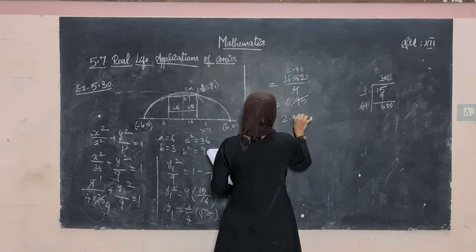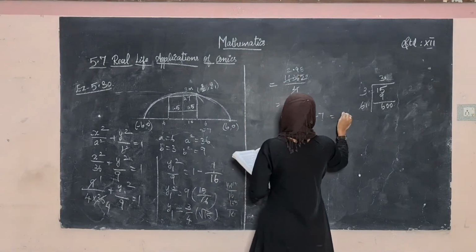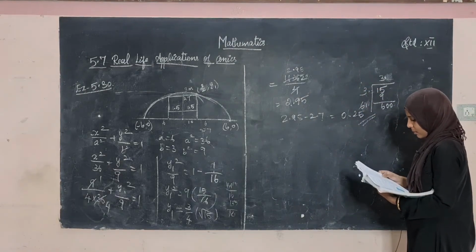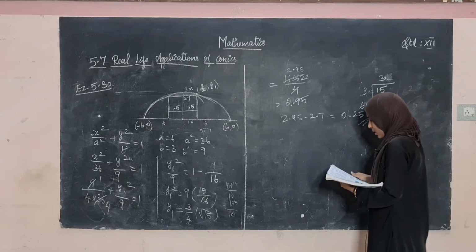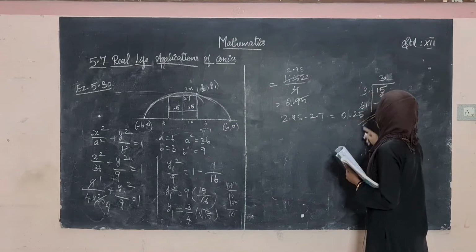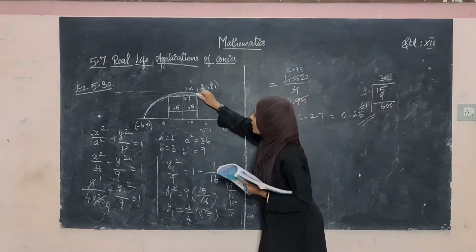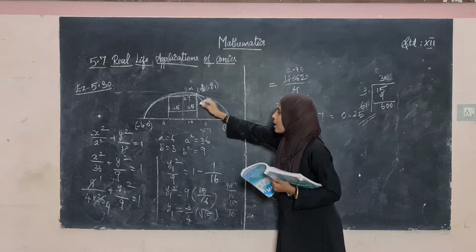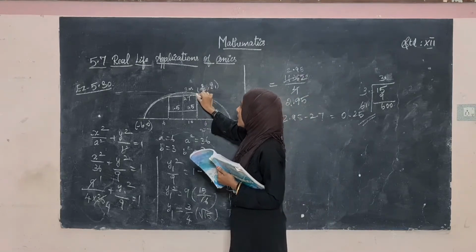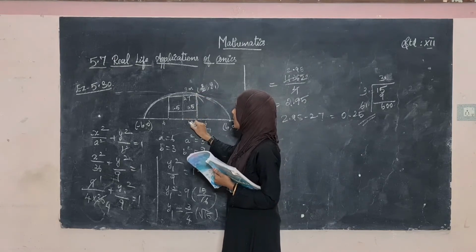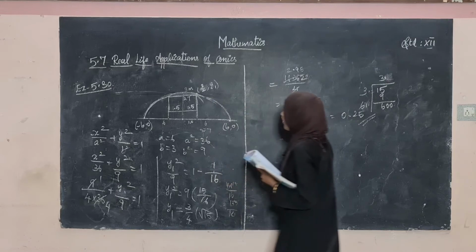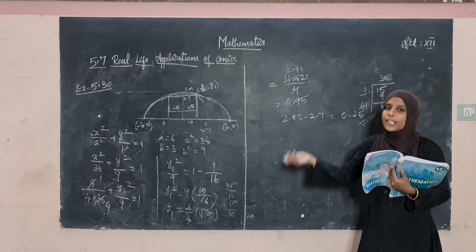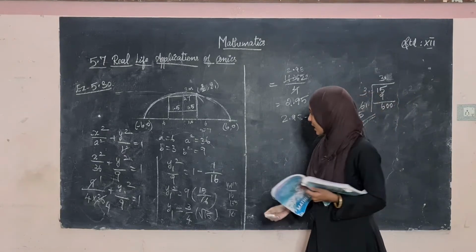Therefore, 2.95 minus 2.7 is 0.25 meters. Okay, so it is 2.95 meters. So in the remaining, there is 0.25 height. The height of the truck is 2.7, but the height of the ellipse, that is the height of the archway at 1.5 meters away from the center, is 2.95. Therefore, clearly, since 2.95 is greater than or equal to 2.7, we can say that the truck can clear the archway.